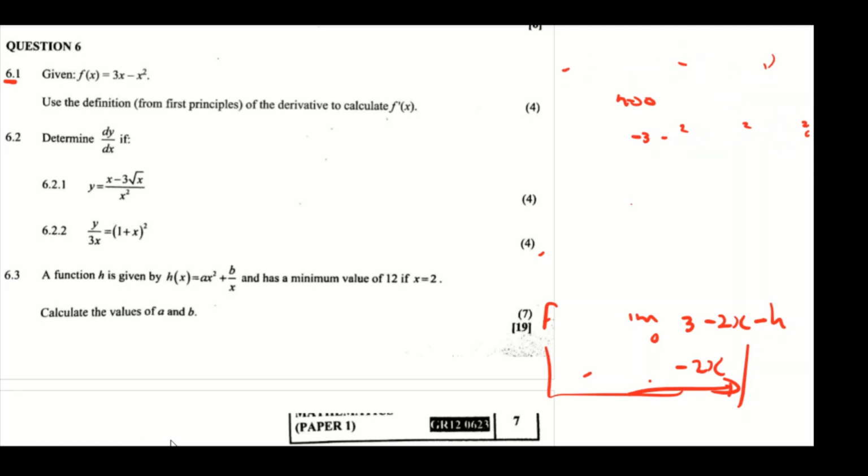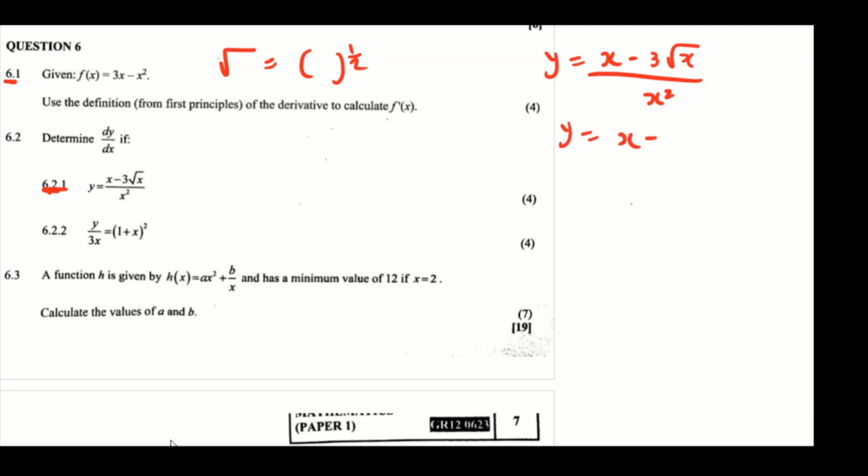Let's get down to 6.2, where we are asked to find the derivative also, in terms of dy over dx. So y is equal to x minus 3 root of x, all over x squared. Remember, a square root can be written as to the power of 1 over 2. So y is equal to x minus 3 into x to the power of 1 over 2, over x squared, which is y equals x minus 3x to the power of 1 over 2, all over x squared.